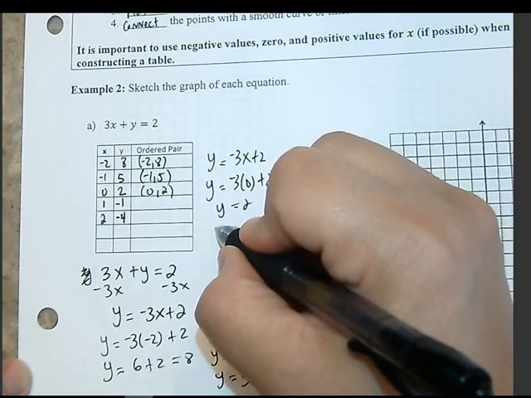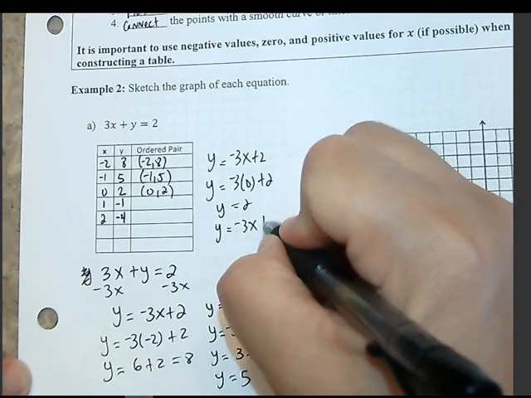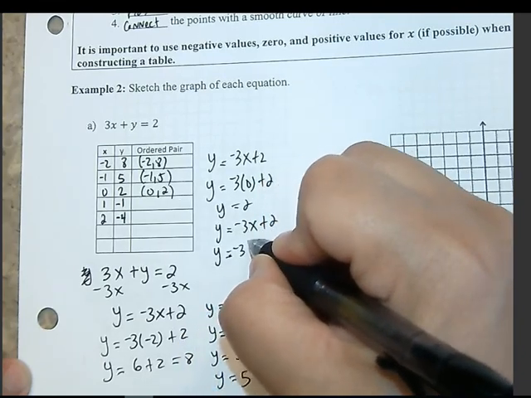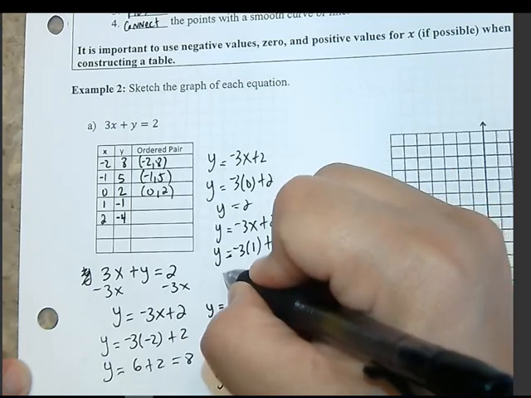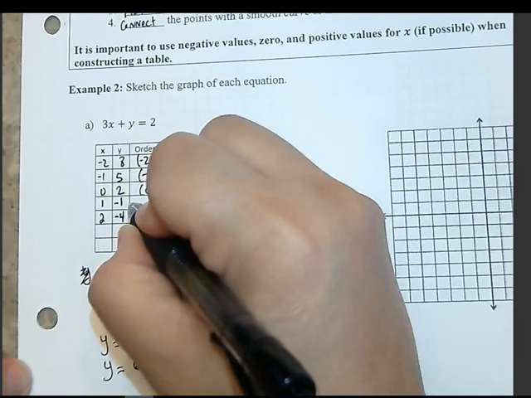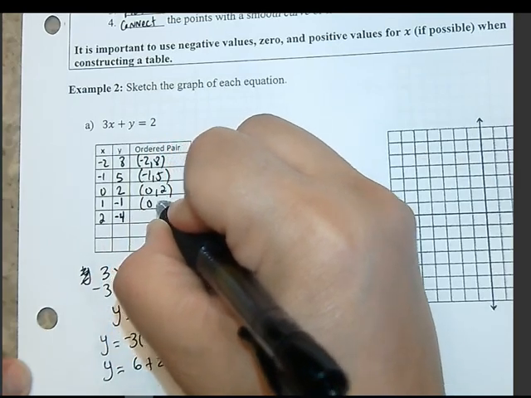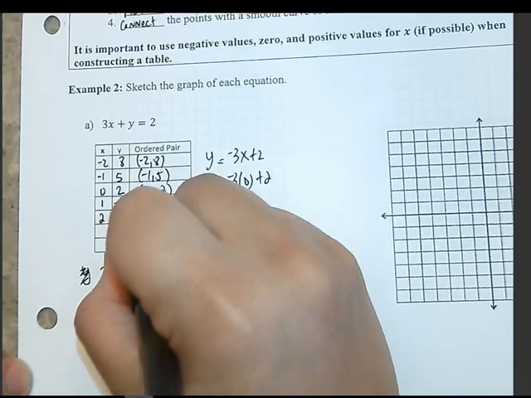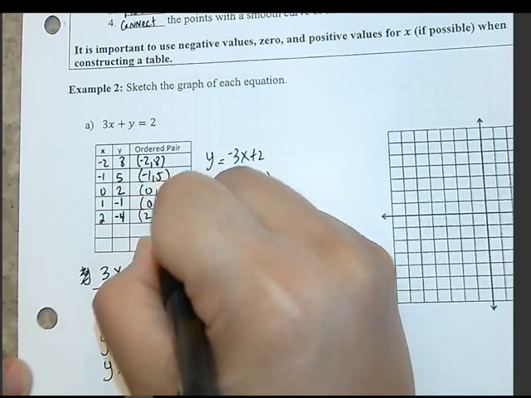Okay, so then the next one, y is equal to negative 3 times x, which is 1. And that gives us a negative 1. And then last, if x is 2, then we get (2, -4).